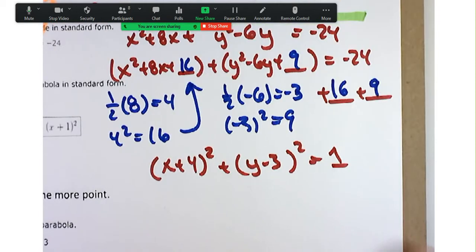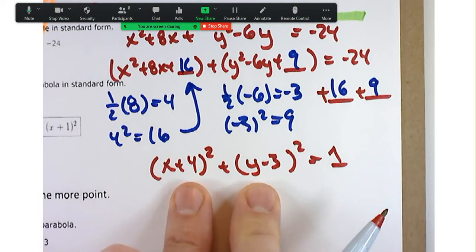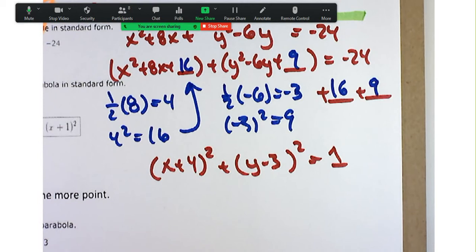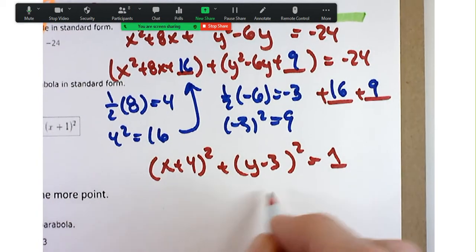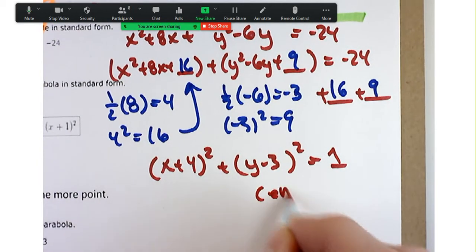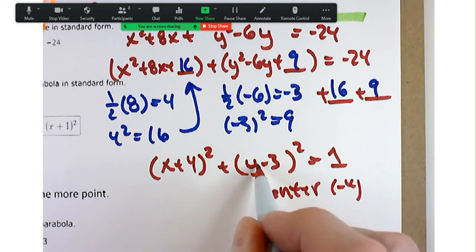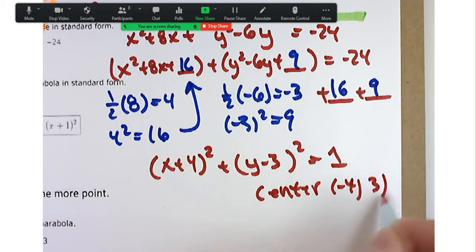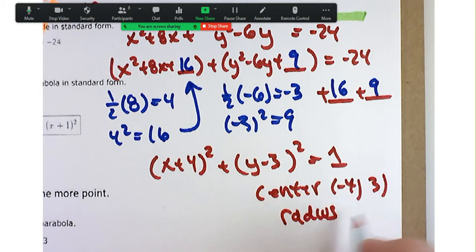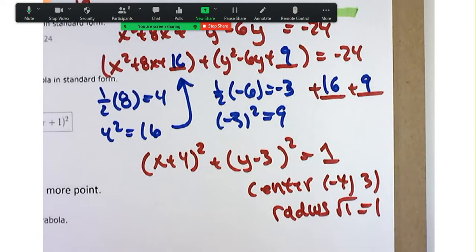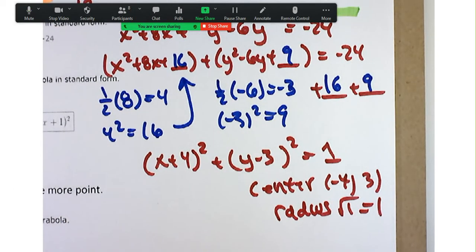So, cool. You can now determine things like the center and the radius. The center is going to be at negative 4, because negative 4 is what makes this square term equal 0. Negative 4 and positive 3. And the radius is the square root of 1. Please don't leave it like this. Square root of 1, I expect you to simplify as 1. Awesome.